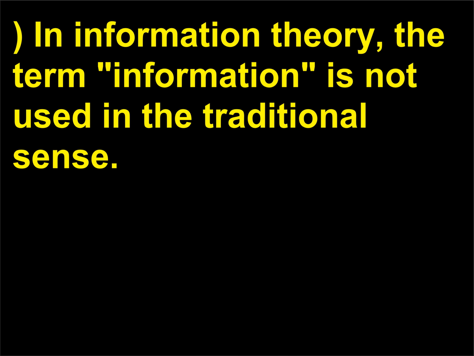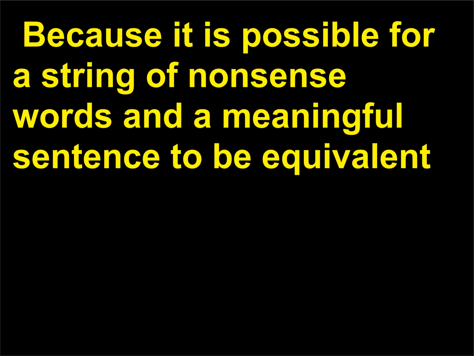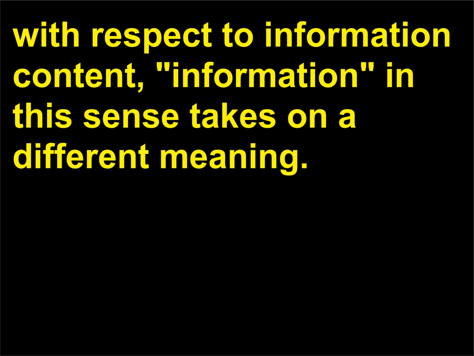In information theory, the term information is not used in the traditional sense. Here it is used to mean a measure of the freedom of choice with which a message is selected from the set of all possible messages. Because it is possible for a string of nonsense words and a meaningful sentence to be equivalent with respect to information content, information in this sense takes on a different meaning.